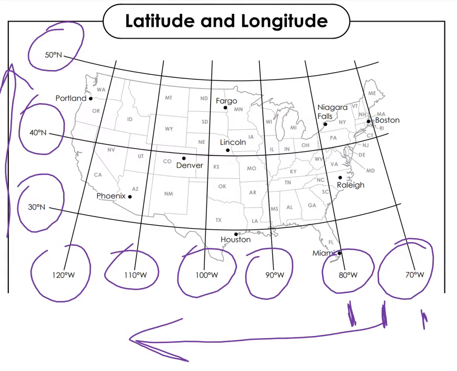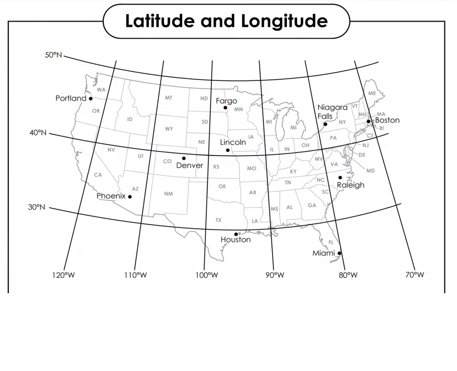Between these, some people might think, oh, here's 80, and then we move to the right a little bit, so this line must be 85. But it's halfway between 70 and 80, so it's actually 75. All right, and so I'm going to get rid of that.